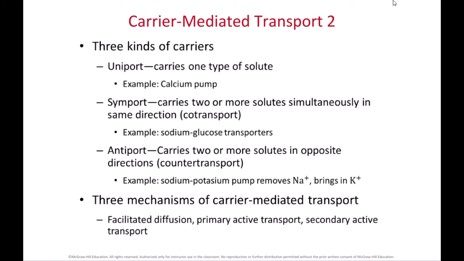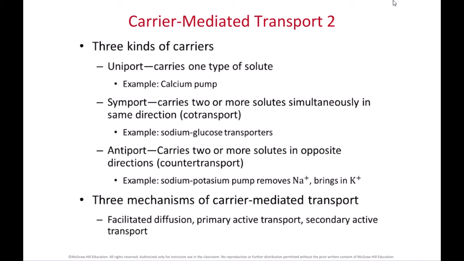So, as we're looking at ways to move something across the cell membrane, we have three different kinds of carriers, three different ways to transport something across the cell membrane. We have the uniport, symport, and antiport, which are just ways to categorize something based on how it transports the molecule. Uniport has that prefix uni in front. Uni means one. Uniport carriers move only one kind of solute.